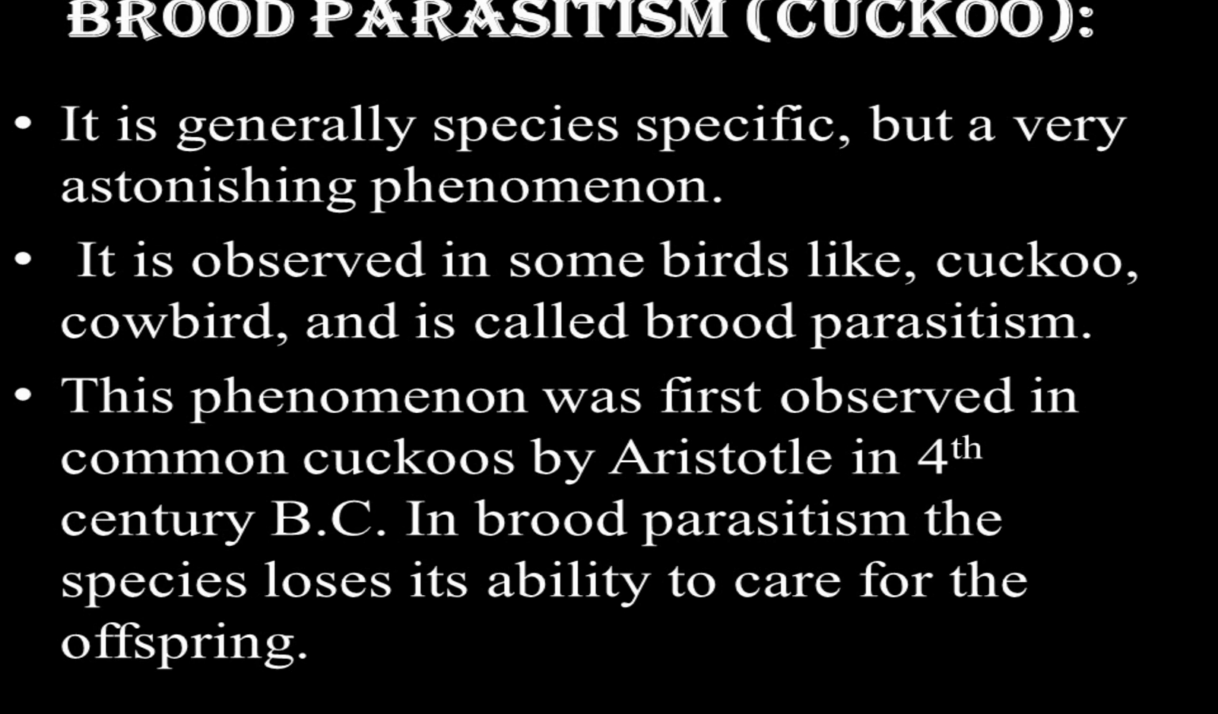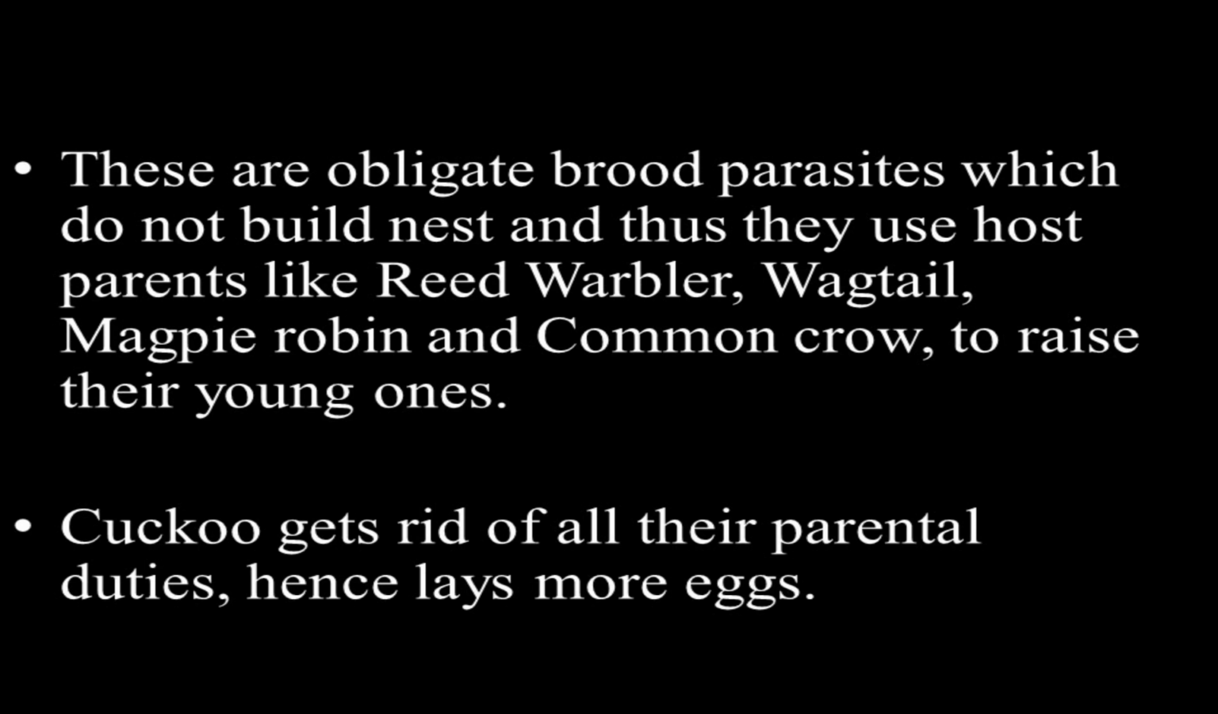But a very astonishing phenomenon is brood parasitism. It is observed in some birds like cuckoo and cowbird, and is known as brood parasitism. This phenomenon was first observed in the common cuckoo by Aristotle in the 4th century. These are obligate brood parasites which do not build nests, and thus they use host parents like Reed Warbler, Wagtail, Magpie robin, and common crow to raise their young ones.